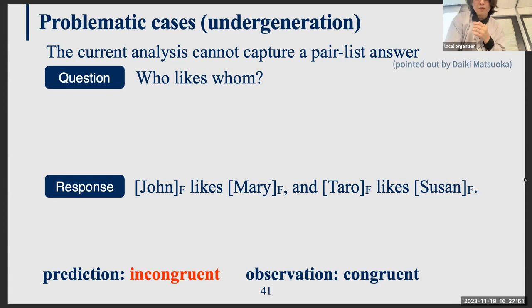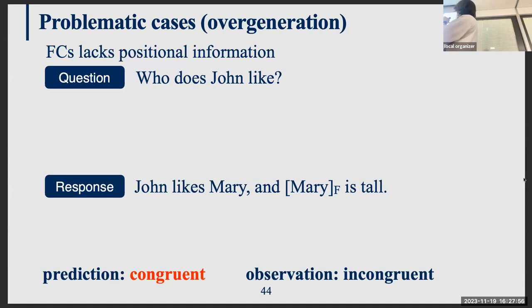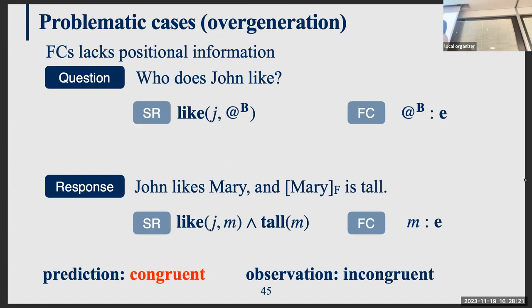At this point, this was pointed out by the audience. Thank you. And next is overgeneration. The point is that the focus context lacks positional information. For example, take the response "John likes Mary and Mary is tall," in which Mary is focused, but this Mary is irrelevant to the question. Our focus context does not have information about where the constant M is from. So my analysis yields an incorrect prediction.